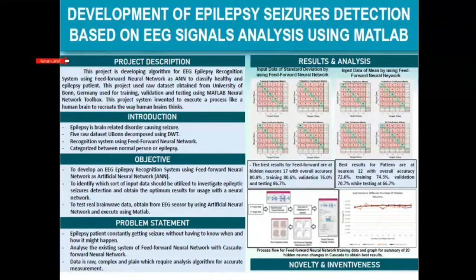Today, I'm going to present my Bachelor Degree Project 2, entitled Development of Epileptic Seizure Detection based on EEG signal analysis using MATLAB. Okay, firstly, the project description.